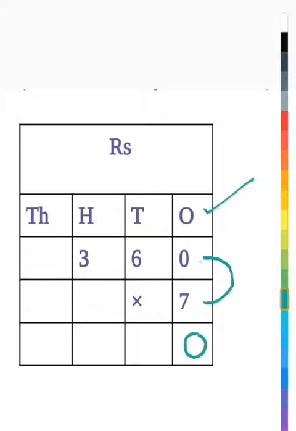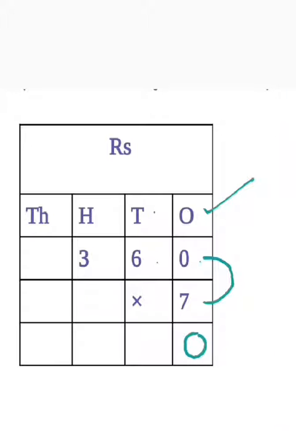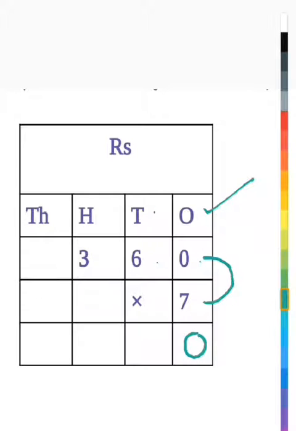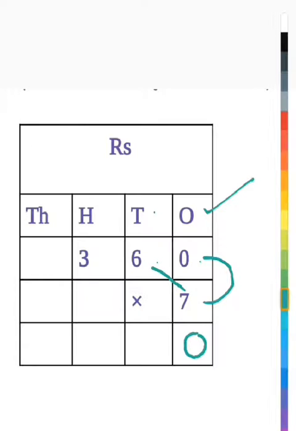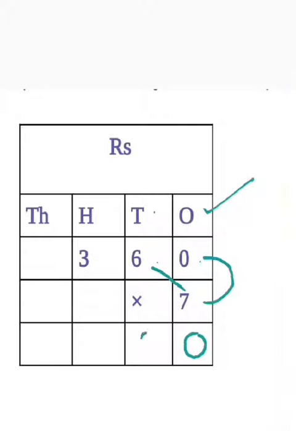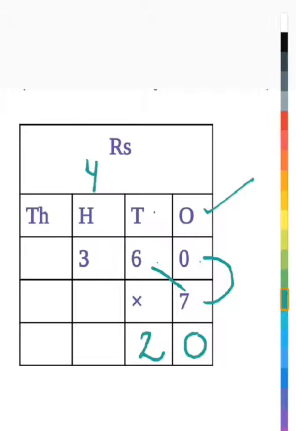Now in the tens column there is 6. So we will multiply 7 by 6. So 7 sixes are 42. So we will write 2 in the tens column, and 4 will go as a carryover at the hundreds column.